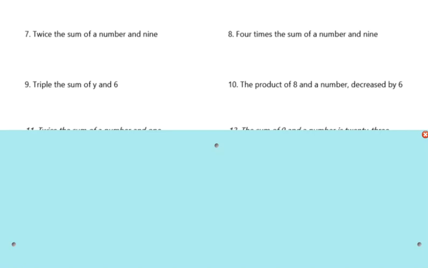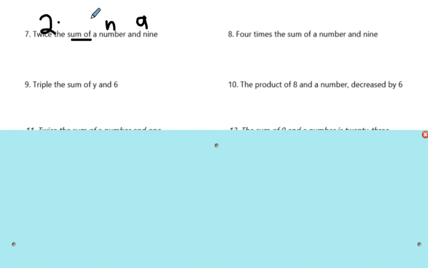These ones you really are going to have to pay attention to the grouping. Number 7 says twice the sum of a number and 9. I'm going to annotate at the top: twice the sum. We know that twice means 2 times something, but the sum of has two things that we're adding: a number, and 9. Remember, sum means plus.